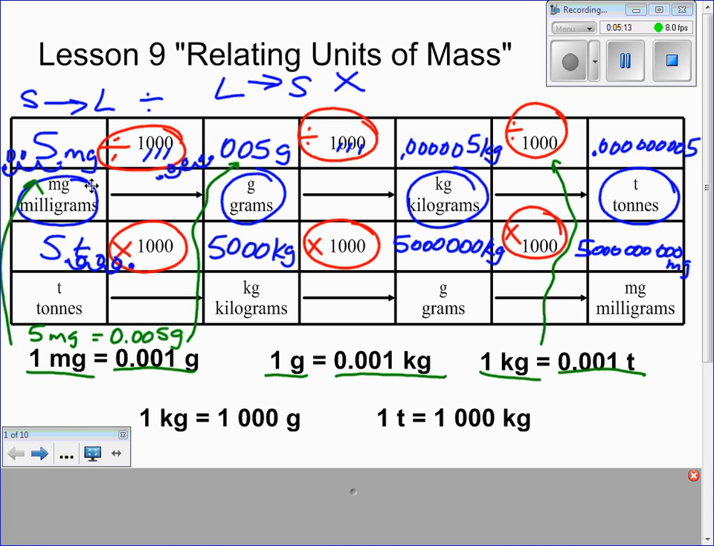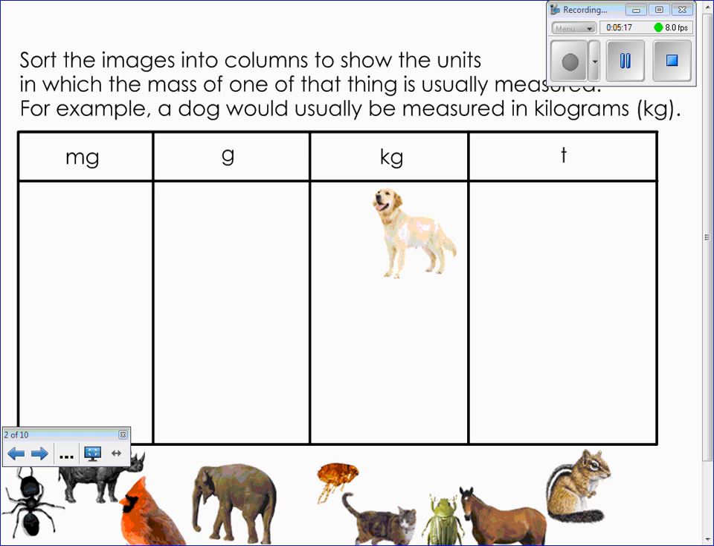If I continue forward, I can ask you questions like sort these images into columns to show the units. So pick one of our friendly animals down here at the bottom and list for me which one would be a milligram, which one would you measure with a gram, and which one would you measure with a kilogram or a ton. So pause the video and just list me one.